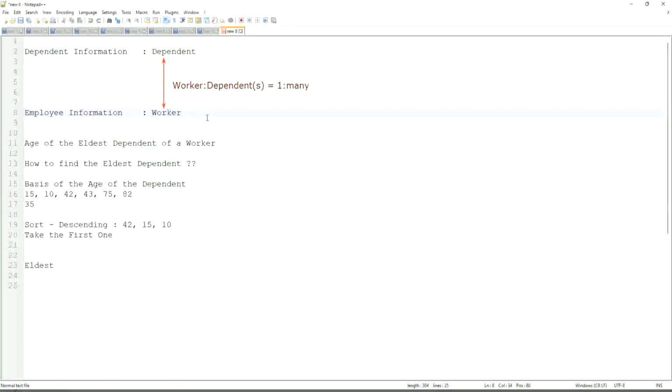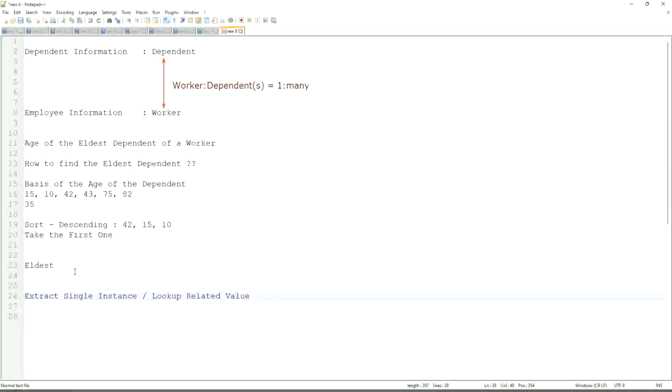But does the worker business object have the information about the dependent's age? The answer is no. That is why we are going to use a combination of calculated fields that is called extract single instance. Right. And lookup related value.